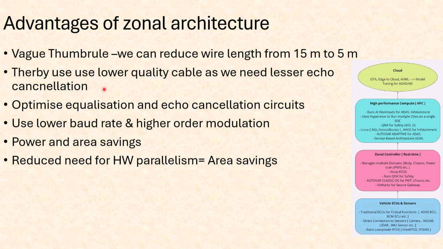Because the vehicle wire length is coming down, the echo cancellation need also comes down, and therefore we don't require an expensive quality cable. Even a lower quality cable can be used. It also optimizes equalization and echo cancellation circuits, and uses lower baud rate and higher order modulation. It increases the power and area savings, and this is important. It reduces the power used, and it reduces the need for hardware parallelism. Again, this also translates into area savings.